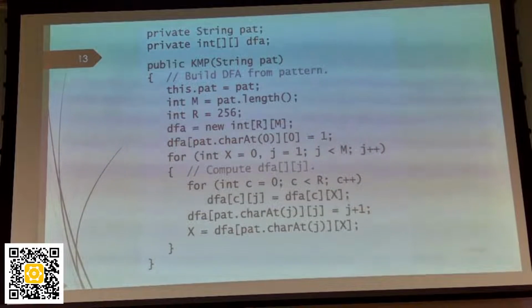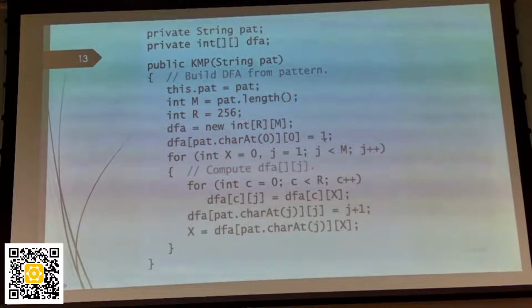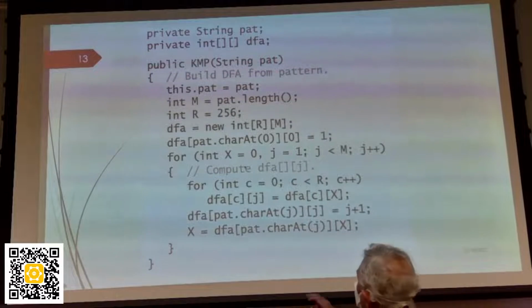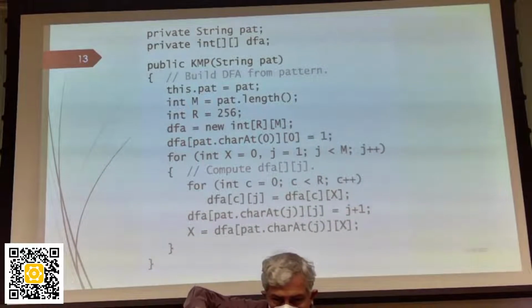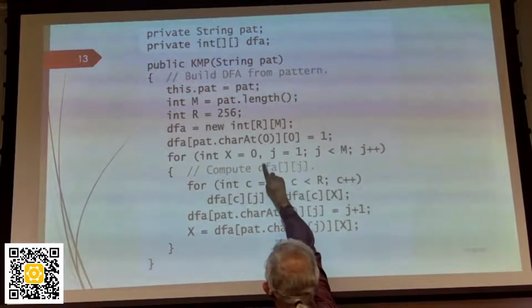This is looking at the first character of the pattern and it's saying if you see that first character, you should go to state 1. So this is how it initializes. After this, it just goes and takes care of the rest of the pattern. Now, over here, J starts at 1 because you've already taken care of 0, right? Because you've taken care of the 0 column. So J starts at 1.